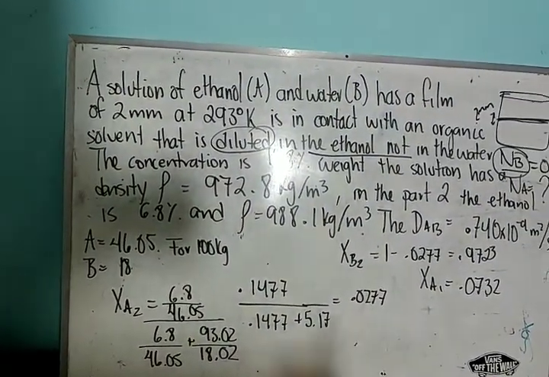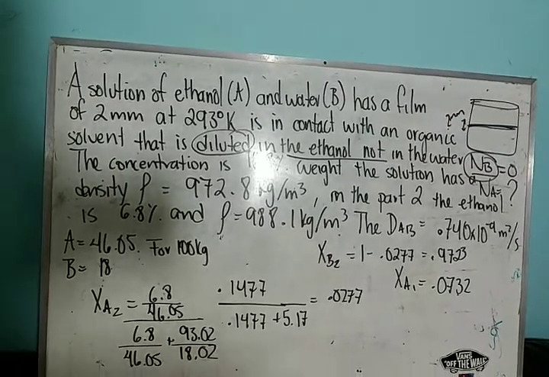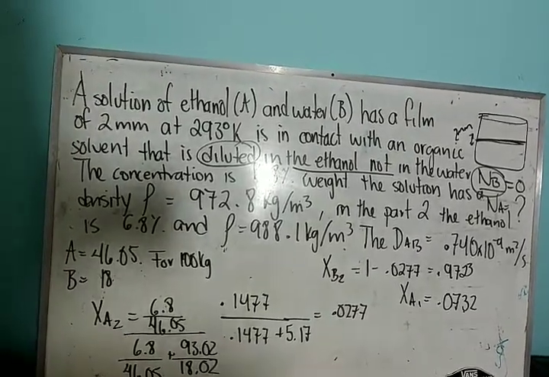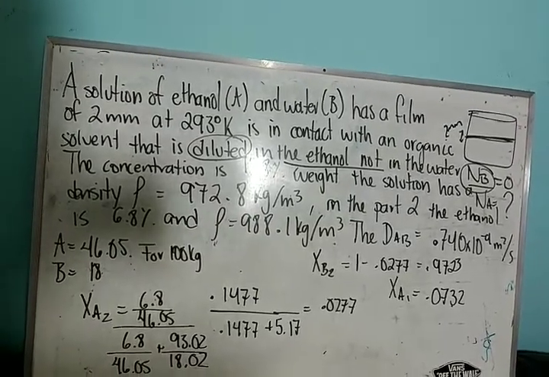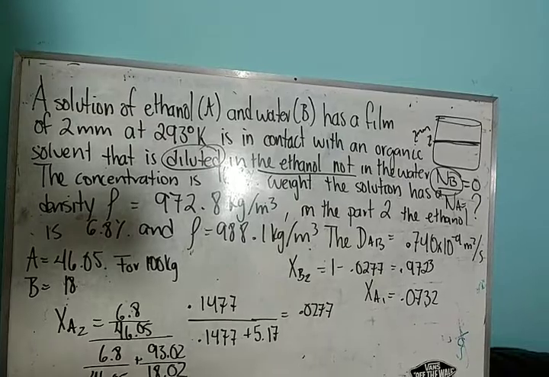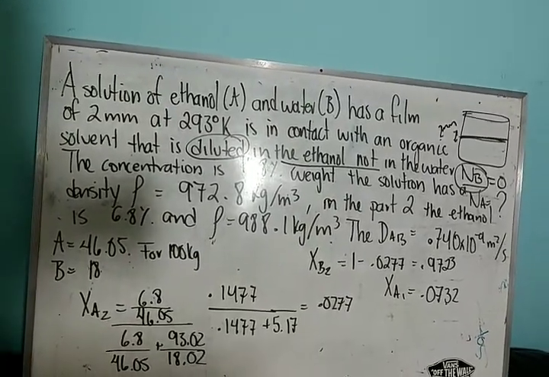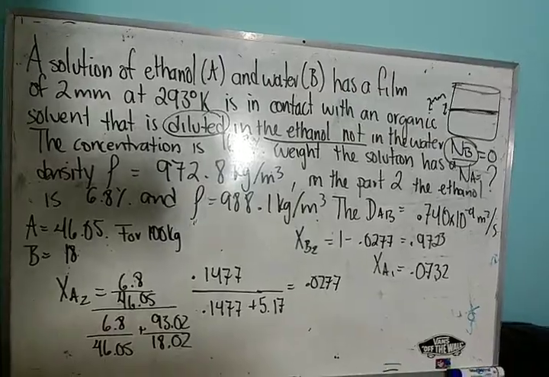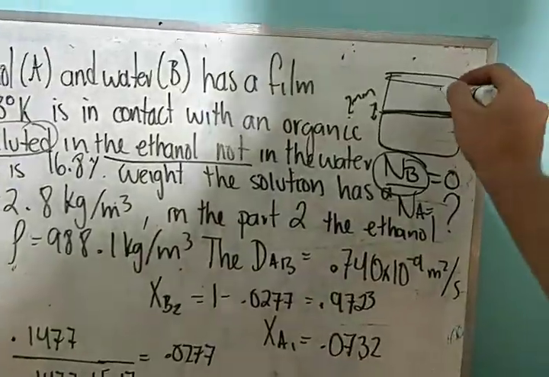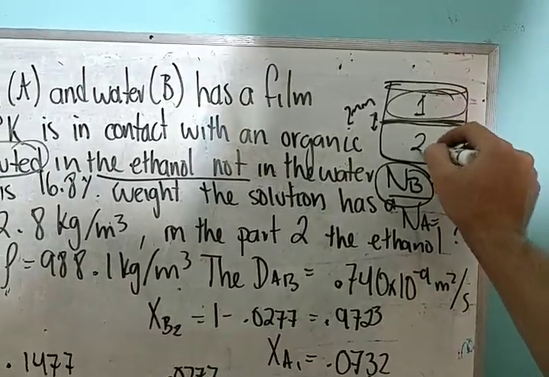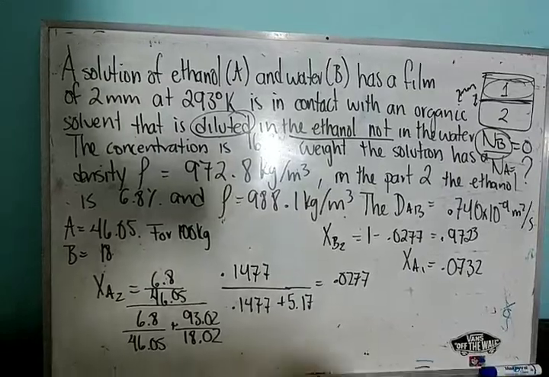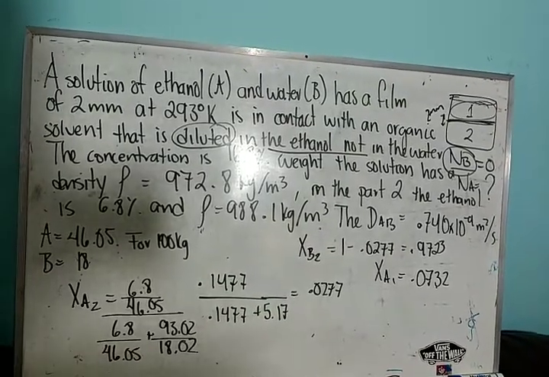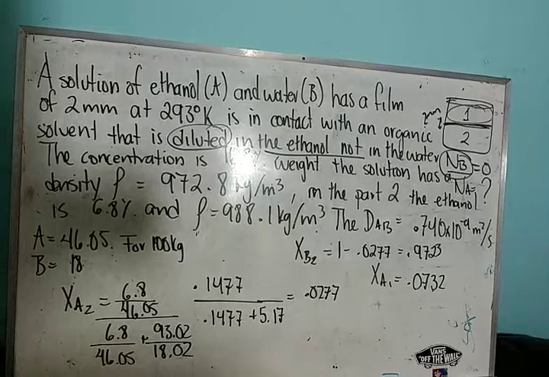Knowing this, the concentration is 16.8% weight of the solution, and the density is 972.8 kilograms per cubic meter. This is the concentration that we're going to find in one situation, in part A. In part B, or part 2, the ethanol is 6.8 and the density is 988.1 kilograms per cubic meter. Knowing this, in part 1 we have a concentration of 16.8, and in the next part we only have the concentration of 6.8.